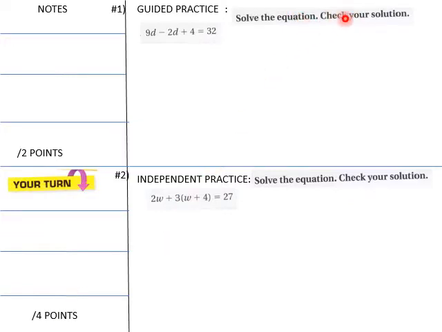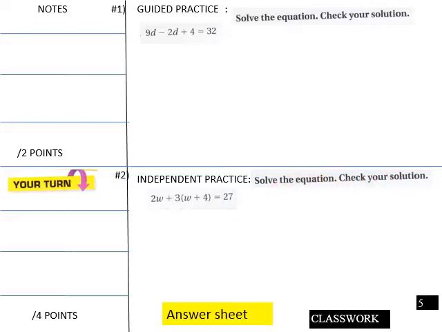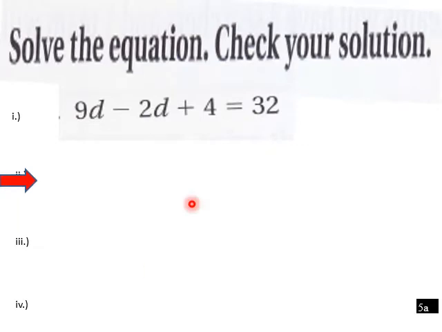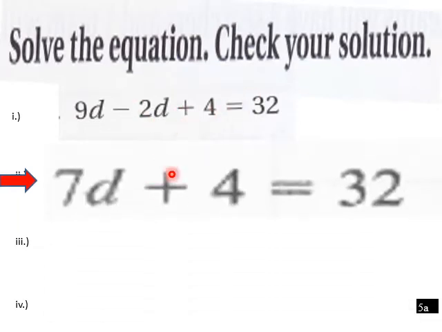Solve the equation, check your solution. Students, this is yours here. Check your solution. So we're going to do this one here. What do we do first? We combine like terms, yes? Then we have plus 4 equals 32.